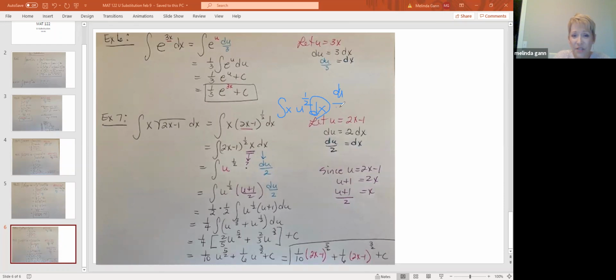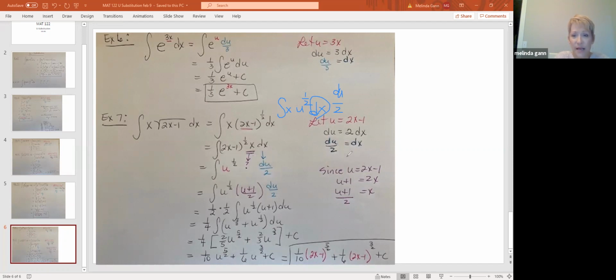But do you see that I've still got a problem? I've still got this x. What am I going to do about it? I can't have x's and u's mixed up. So that 2x minus 1 got replaced with u to the 1/2. That dx got replaced with du over 2. But what am I going to do about this x?